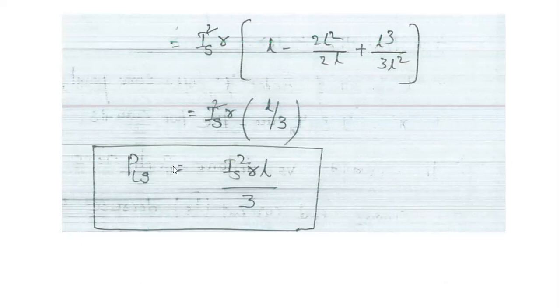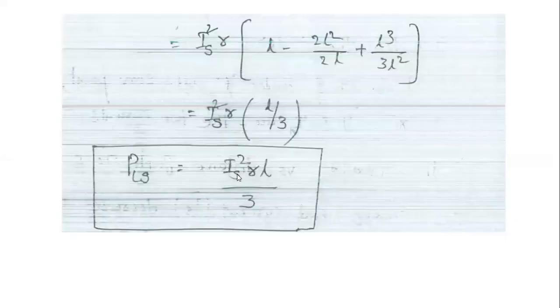Okay, this is the total power losses. Therefore, PLS is equal to Is square RL by 3. Therefore, the power losses PLS is equal to Is square RL by 3.